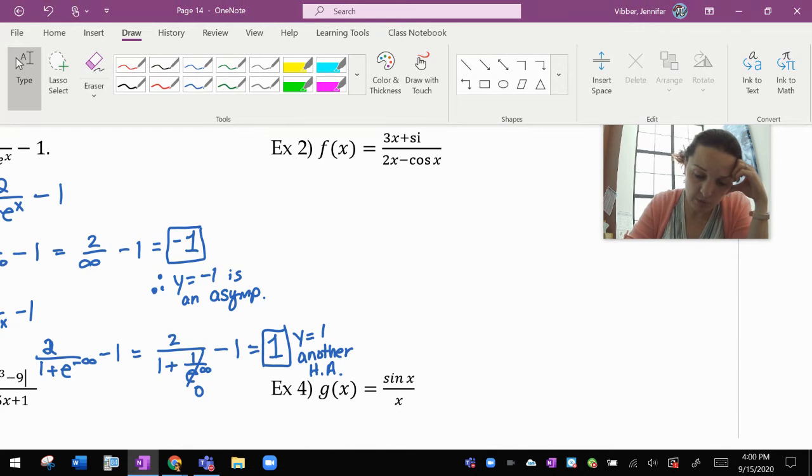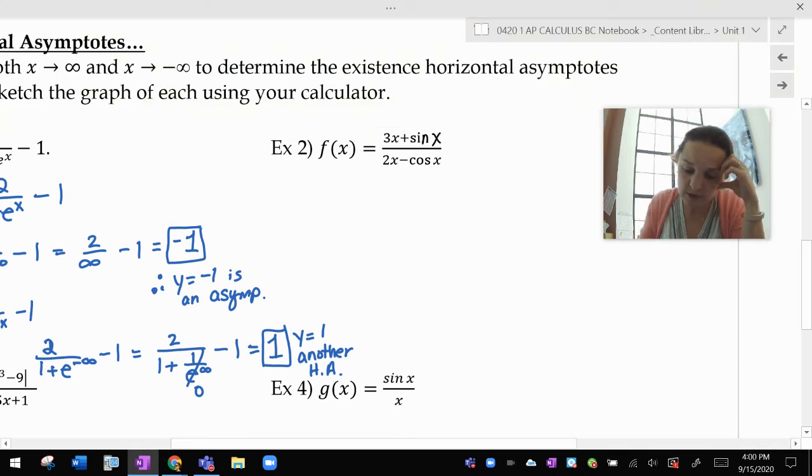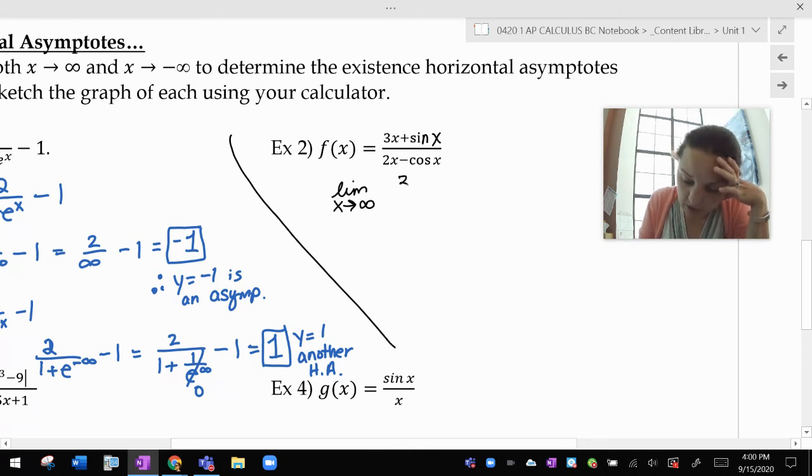All right, let's come over here. For some reason, this didn't print, but I'm pretty sure it's supposed to say sine x. I want to find some horizontal asymptotes here, so I'm going to take the limit as x approaches infinity of 3x plus sine x over 2x minus cosine x.